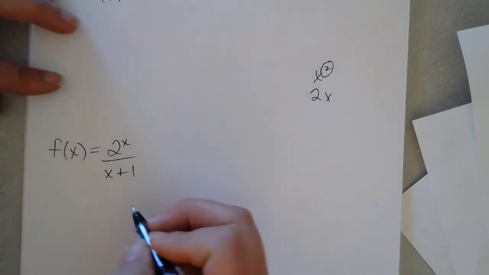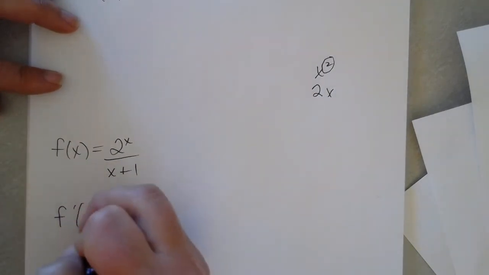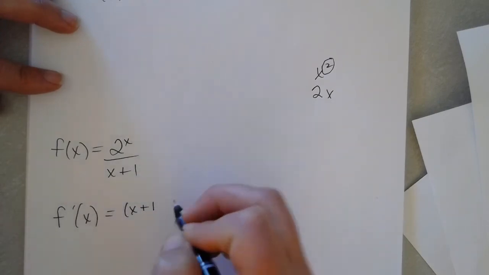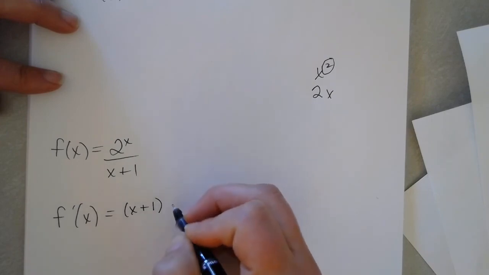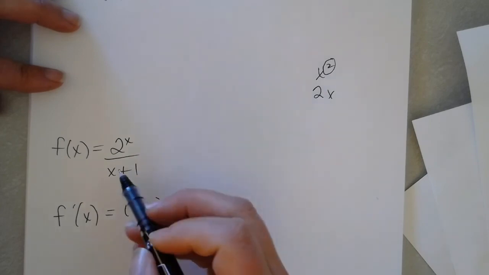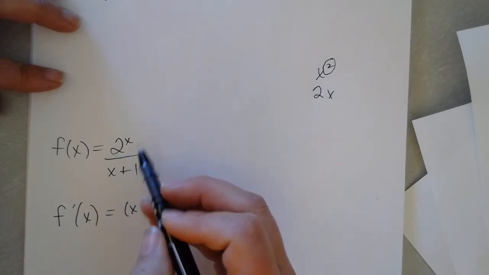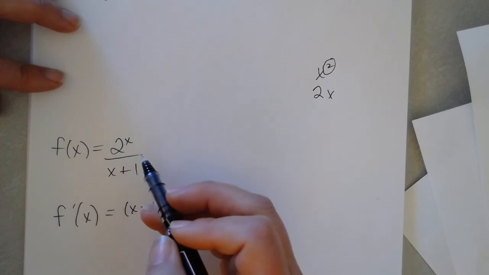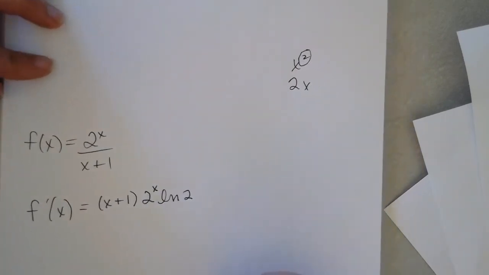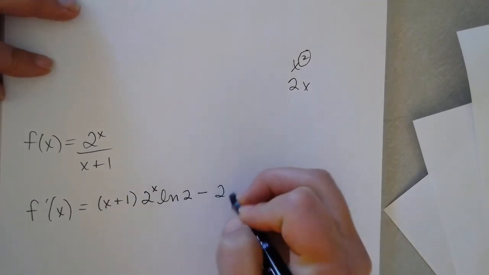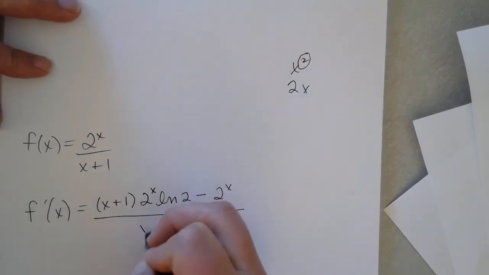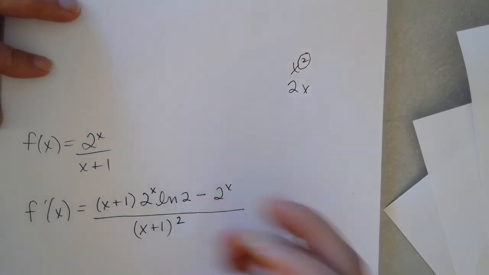All right, so I'm going to use the quotient rule again. So f prime of x is the bottom times the derivative of the top. So that means I have x plus 1 times the derivative of the top. So it's always that same exponential function. And in this case, because I don't have e to the x, because the natural log of e is 1, so we don't write it, the natural log of 2 is not 1, so we do have to write it. So it's 2 to the x times the natural log of 2, and then minus 2 to the x times the derivative of x plus 1, which is just 1, so I won't write that. In the bottom, I have x plus 1 quantity squared.